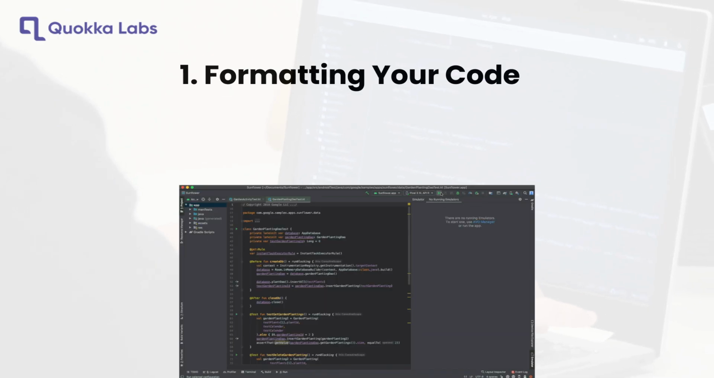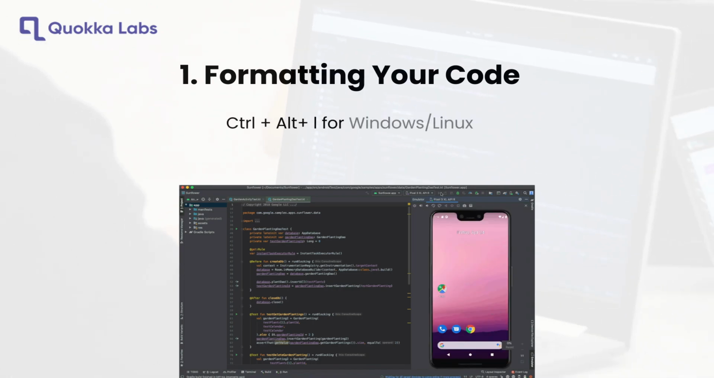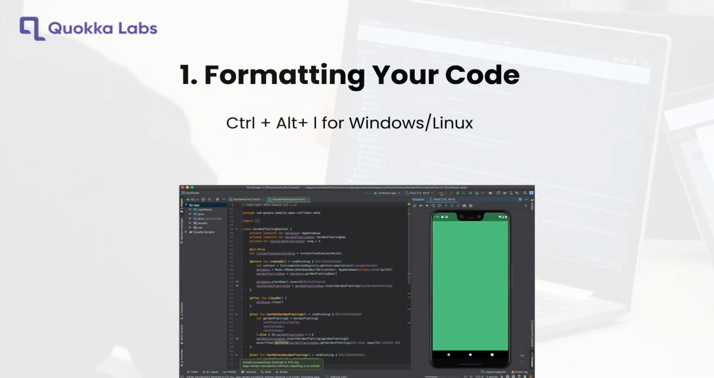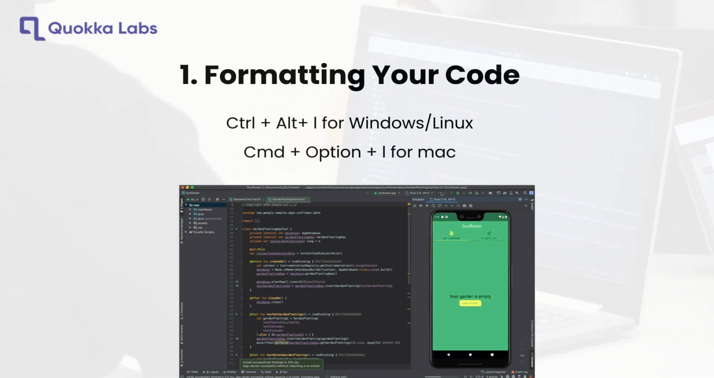The first tip is about formatting your code. In Android Studio, you can format your code by pressing Ctrl plus Alt plus I for Windows and Linux, and for Mac, you can press Command plus Option plus I. Interesting, right? So let's move forward to the next tip.